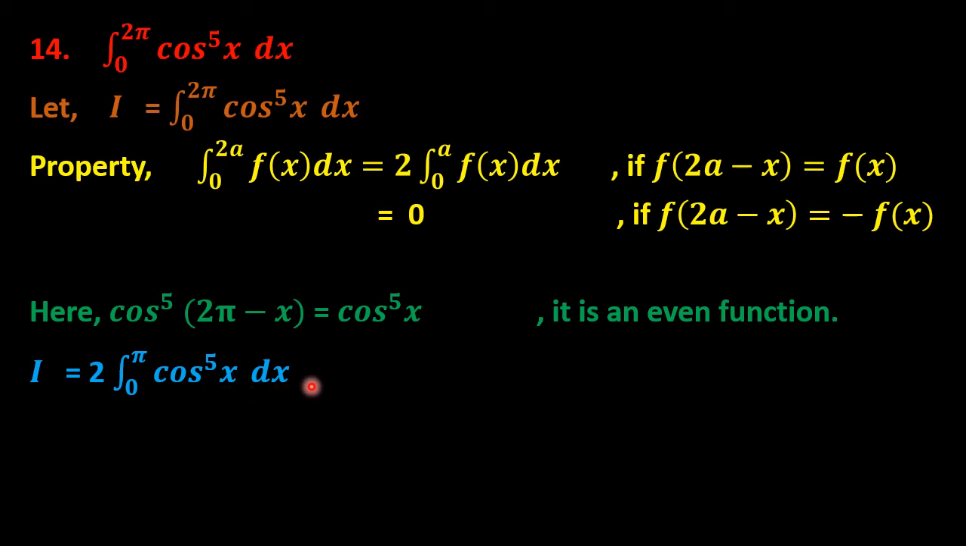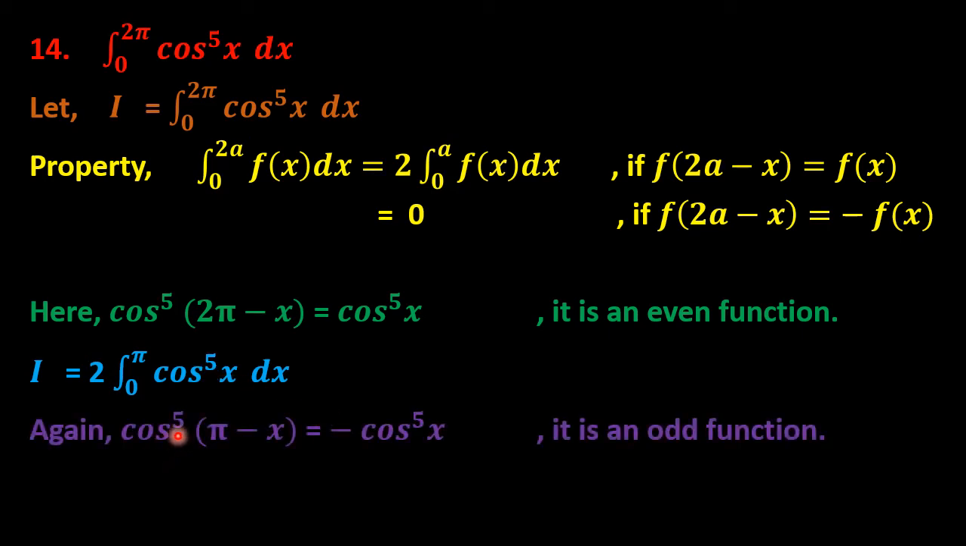Now again the same property we have to use here. Before there was 2 pi, now here pi only. So again we have to replace this x by pi minus x. Now cos of 5 pi minus x equals minus cos 5x. So it is an odd function, because of this minus sign in front. So for an odd function, the value of the integration is 0.